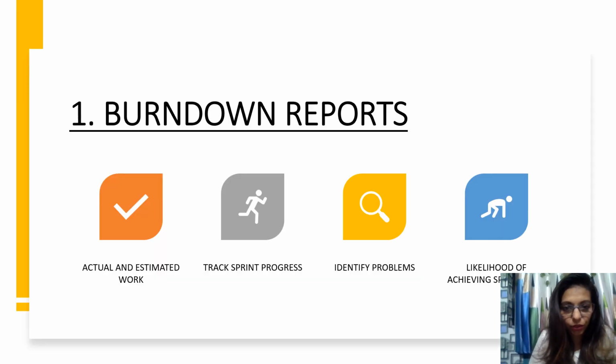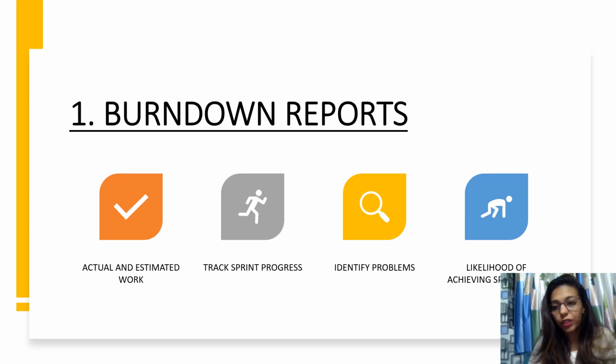So, burn down reports. These provide the details about actual and estimated work, like how much we estimated during our sprint planning session and how much is actually completed. This shares the details about the remaining work. Next is tracking the sprint progress. We can track how much is the progress in days versus the story points, or the issue count, and so on.